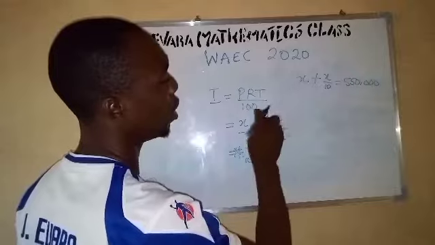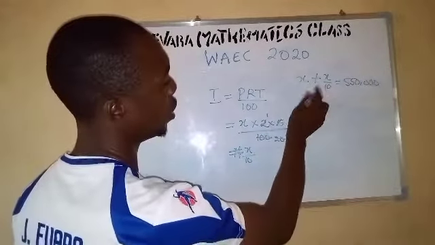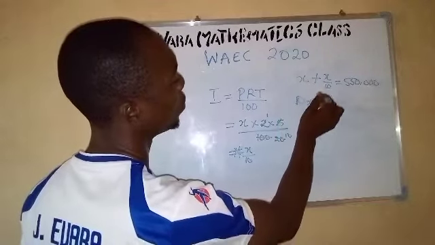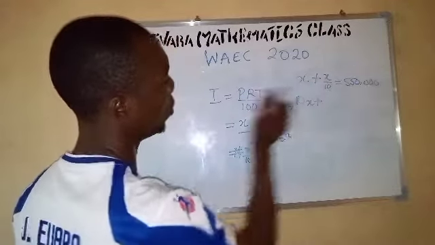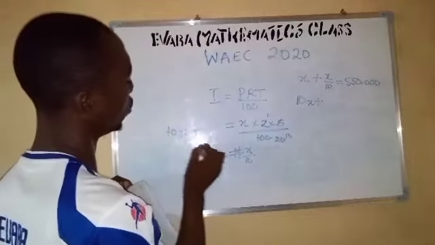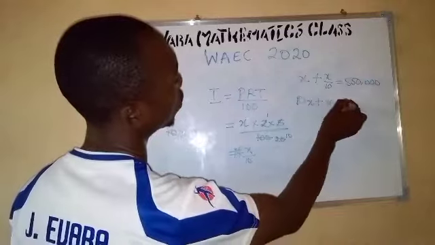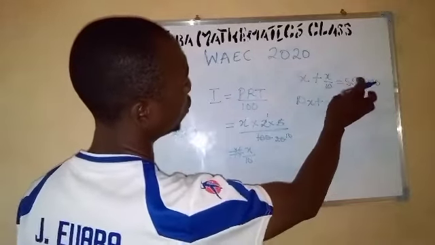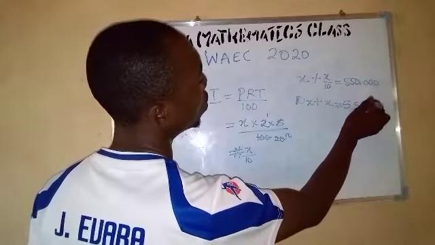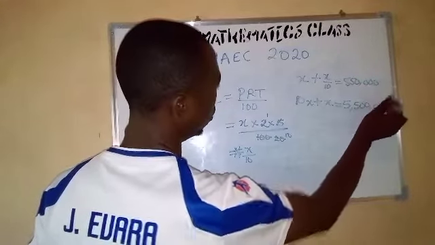Our LCM here is 10. If you multiply everything here by 10, 10 multiplied by x is 10x. This multiplied by 10, 10 times x over 10, 10 cancels 10, we are left with x. Then if I multiply 550,000 naira by 10, it will give me 5,500,000.